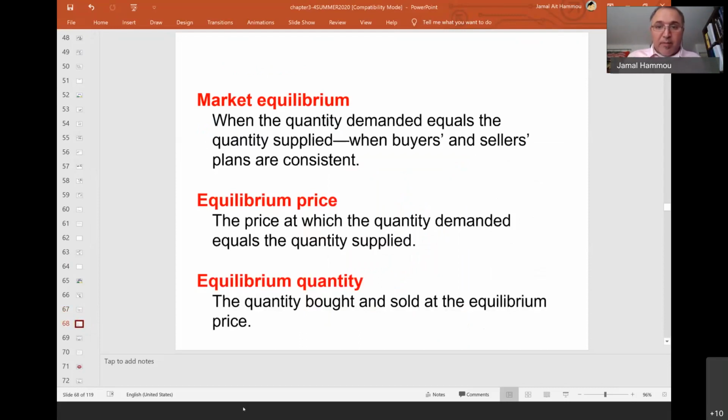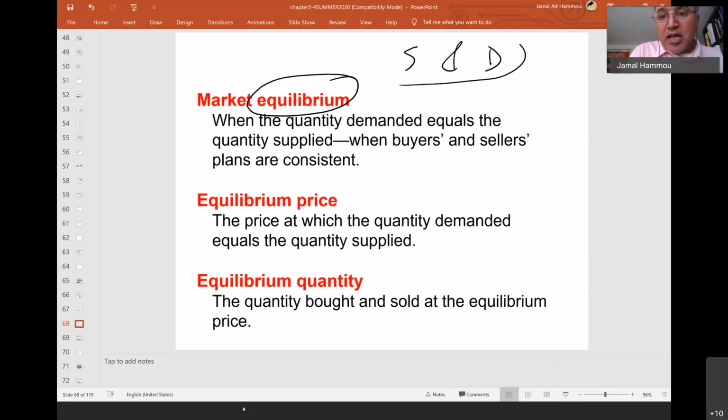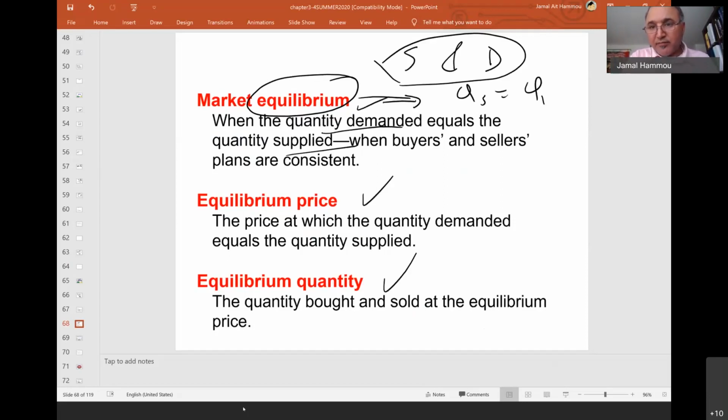We will talk about the equilibrium. We're going to put the supply and demand together. We build the model and say, this is how the price is determined, which we call the equilibrium. We will talk about price equilibrium and quantity equilibrium. Okay, so the market at equilibrium means the quantity demanded equals the quantity supplied. So when we say market at equilibrium, it means QS equals QD. We want to know at what price we will have this situation.